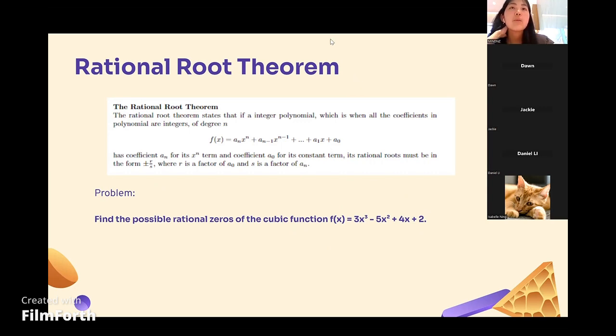Okay, so I've seen some good responses, but I don't think it's all of the possible roots. So think about all the factors of 2, and then all the factors of 3. Let's think about that for a little bit.